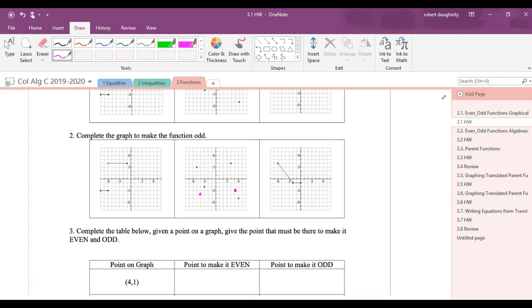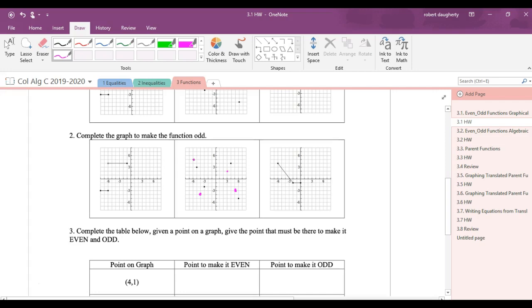Left 3, down 2. So the opposite of that will be right 3, up 2. Okay, which is right there. And then this last point right here is right 6, down 5. So left 6, up 5 is right here. Okay, so that makes that an odd function.